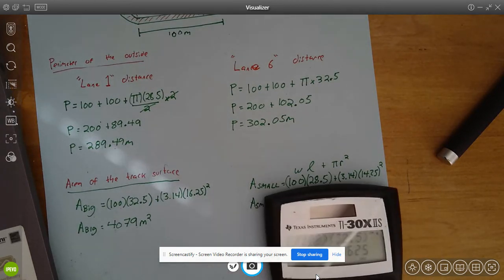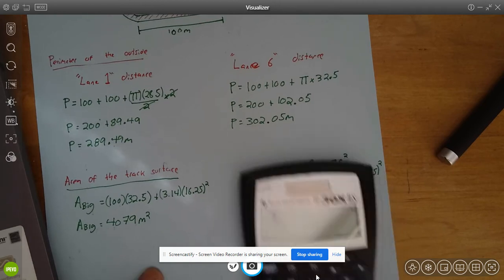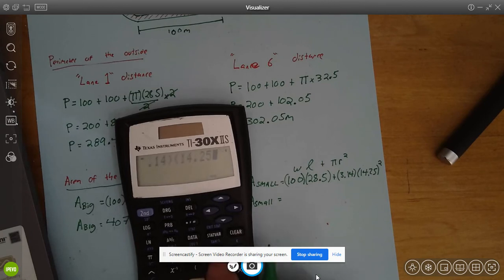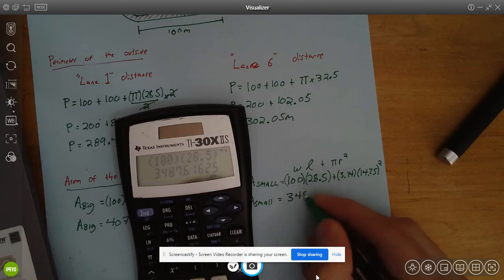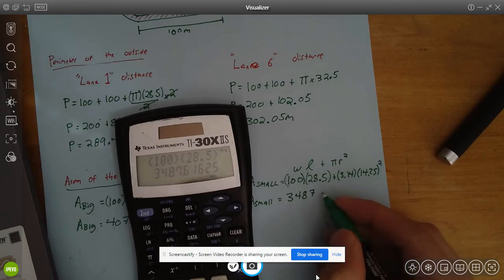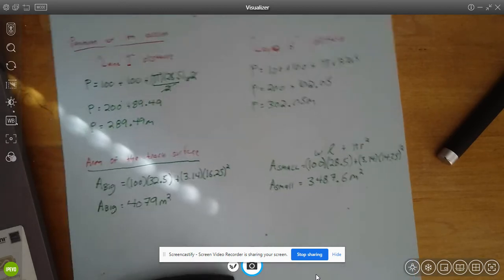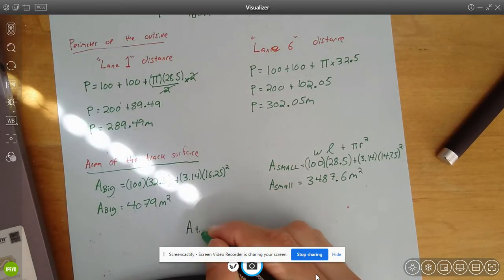And again, I can do that all in one step in my calculator. And again, if you want to use the pi button, that's fine, but 3.14 is always sufficiently precise for our course. So I've got 14.25 squared. So the area of that inside soccer field or football field is 3,487.6 meters squared.